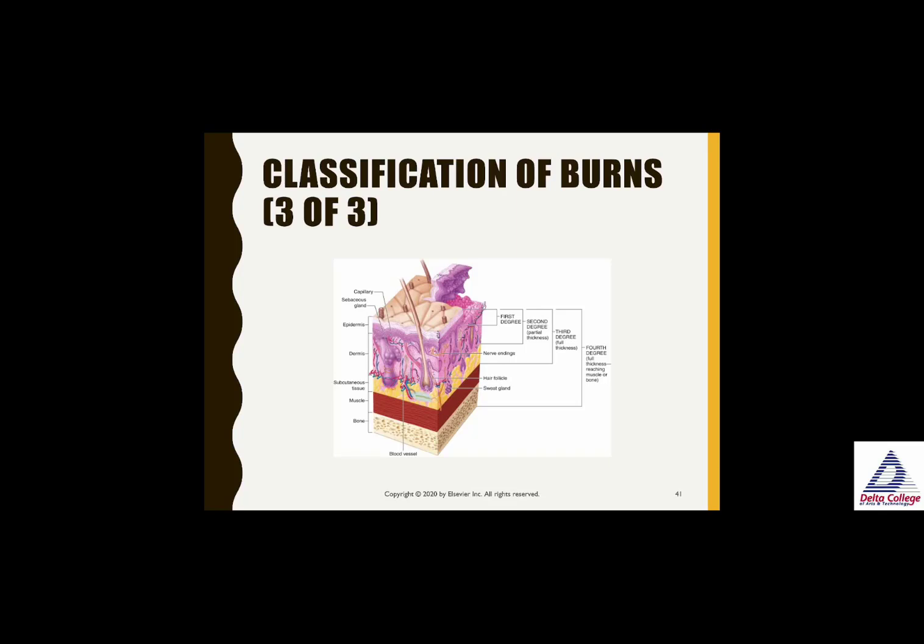But 4th degree is where it reaches all the way through the muscle or bone, all the way through and down. So a lot of people get confused with 3rd and 4th degree. 3rd degree is full thickness, just like 4th degree, but 3rd degree, you can see a little muscle and bone, but it doesn't extend as deep or as bad as a 4th degree burn would. And a 4th degree burn is associated with more electrical type burns.